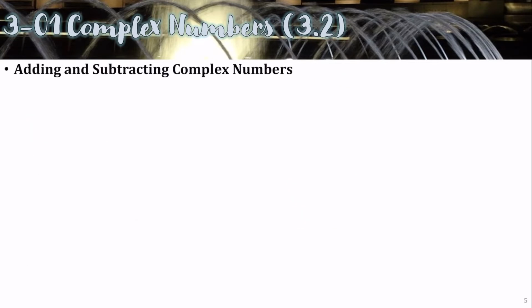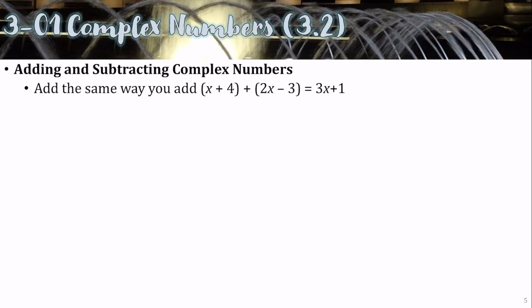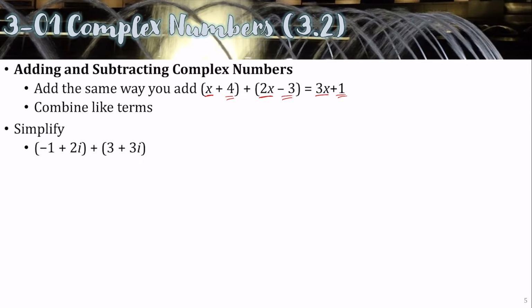We can add and subtract complex numbers. It's not difficult. If you can add, say, binomials with variables, where you just combine like terms, so x and 2x makes 3x, 4 and a -3 make a 1. Just combine like terms. So we have the constants, the -1 and 3 makes 2. And then we have the i's. 2i plus 3i would make 5i.